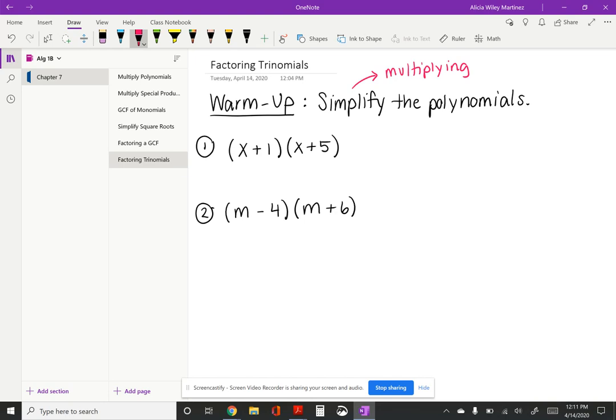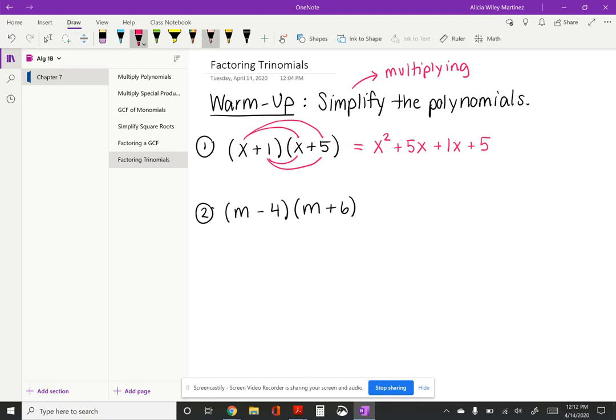Okay, so you should have paused the video and tried these out. So let's talk about how you do these again. Remember, you first want to distribute the x to both terms in the second parentheses by doing the first, that's x times x, which is x squared. And then you want to do the outside, x times 5, so that would be positive 5x. Then you're going to distribute the 1 as well by doing the inside. So 1 times x is 1x. You can also just write that as x. And then you're going to do the last, which is 1 times 5, which is a positive 5.